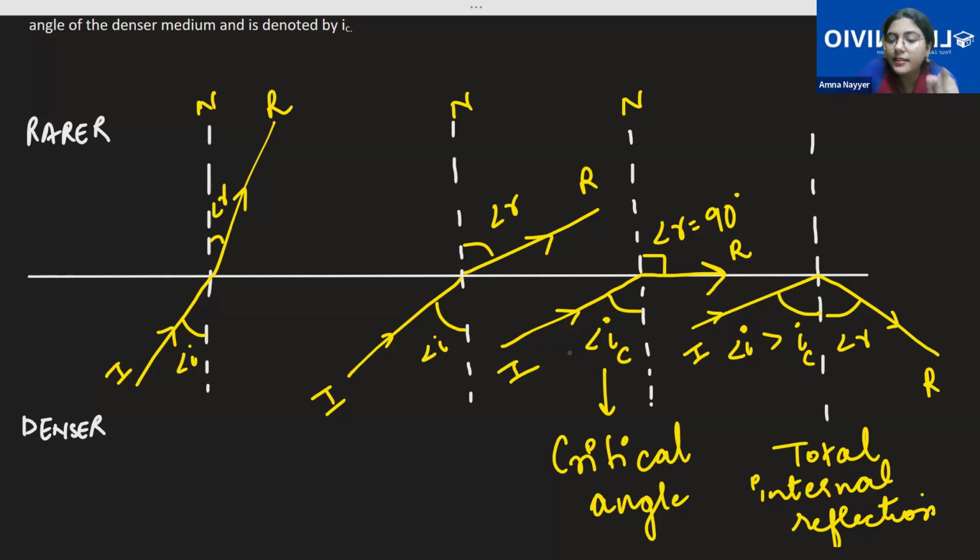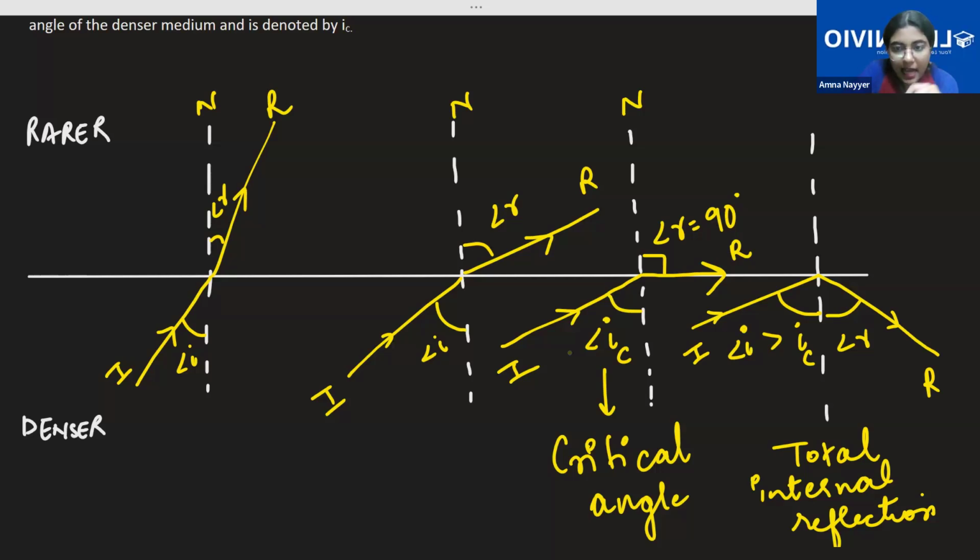Now, if you exceed this critical angle, what will happen? The ray of light will be totally internally reflected, but this phenomenon will not occur if the ray of light is passing from the rarer to the denser. This is a very important property. So for total, see, 2 points you have to know. What is critical angle and what is total internal reflection? Other points you have already studied.